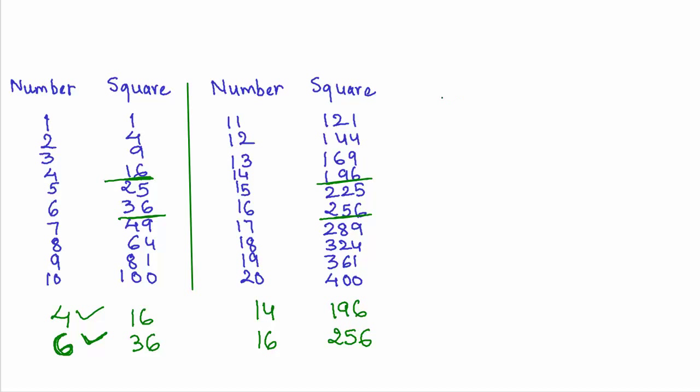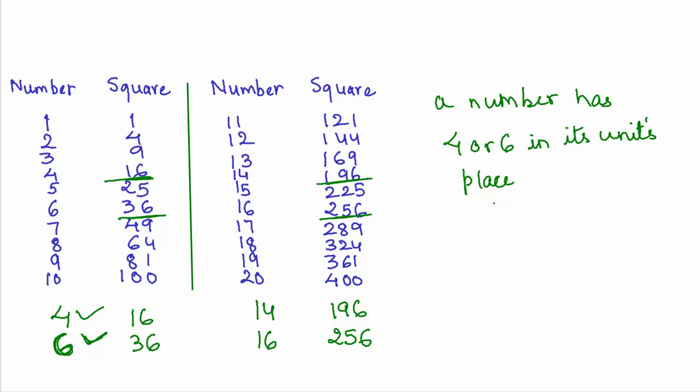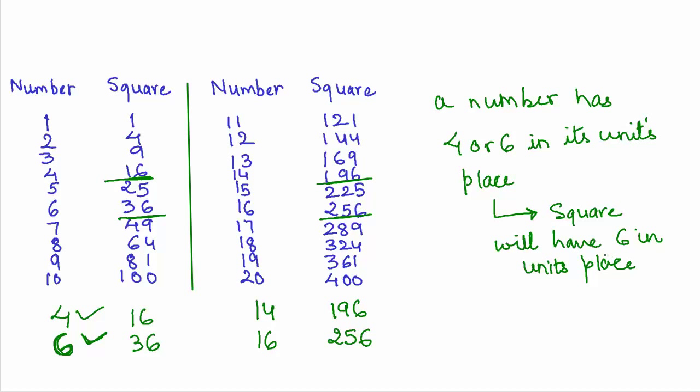So if you know that a number has 4 or 6 in its units place, its square will have 6 in its units place. Okay, this is in units place. So this is another property. So we studied two properties of that.